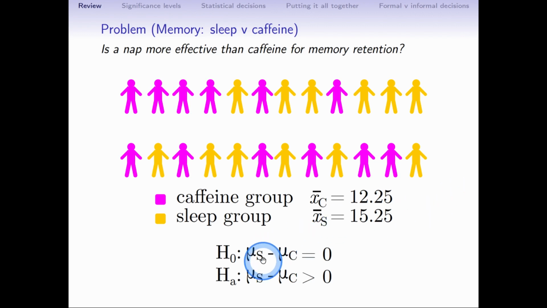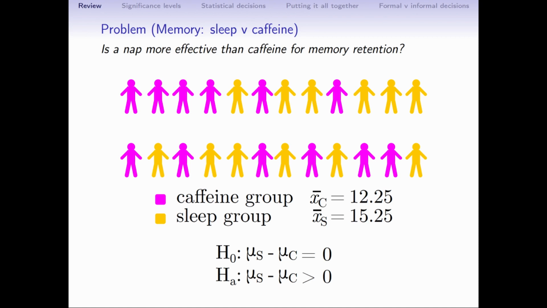Now, let's let mu sub s denote the mean number of the 24 words recalled after the nap. In other words, this is a statement about the population. On average, how many words will be recalled within the population after a nap of an hour and a half. Let the parameter mu sub c denote the mean number of the 24 words recalled after consuming caffeine. And likewise, this is a statement about the population. On average, how many words will be recalled within the population after consuming caffeine an hour before the recall test?